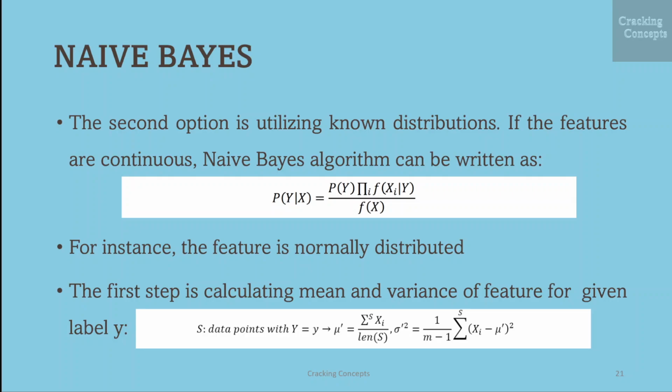Now the first step here will be to calculate the mean and variance of the feature for a given label y, where S is the data points with y equal to y, which is given by mu dash is equal to sigma s xi by length of s, and sigma dash square given by 1 by m minus 1 sigma s xi minus mu dash the whole square.